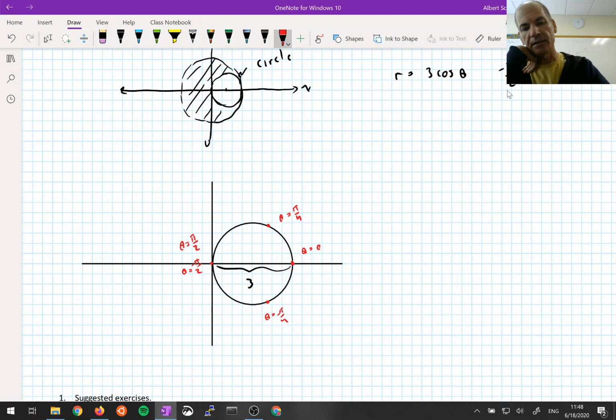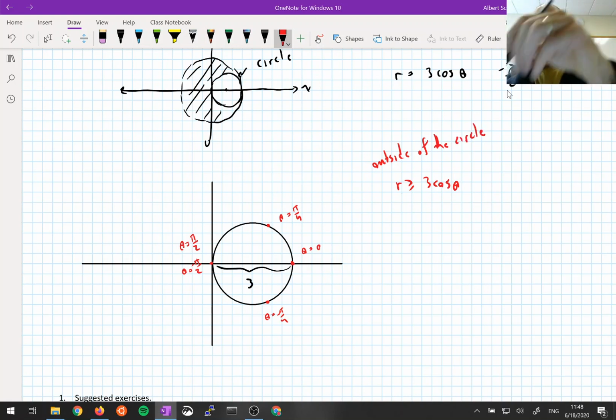Now if I want to stay outside of this circle, I need an inequality, and I'm going to start with the inequality r greater than or equal to 3 cosine theta. This is going to be outside of the circle for the values minus pi over 2 less than or equal to theta less than or equal to pi over 2.